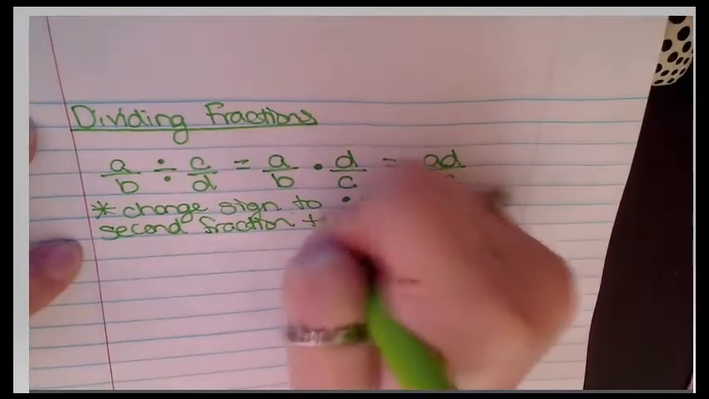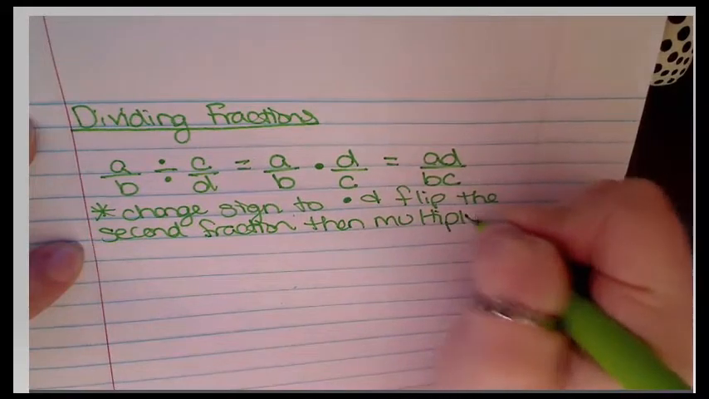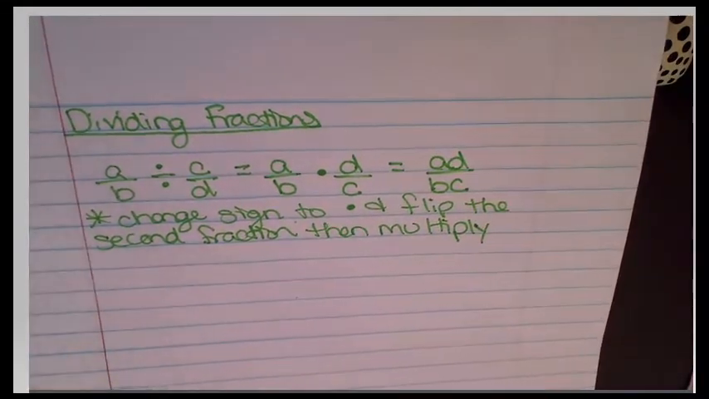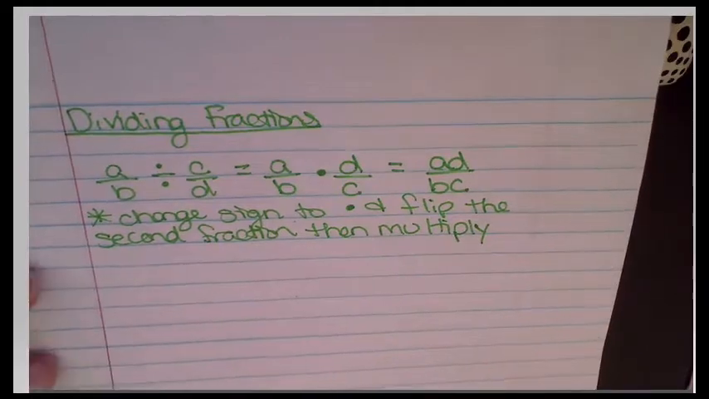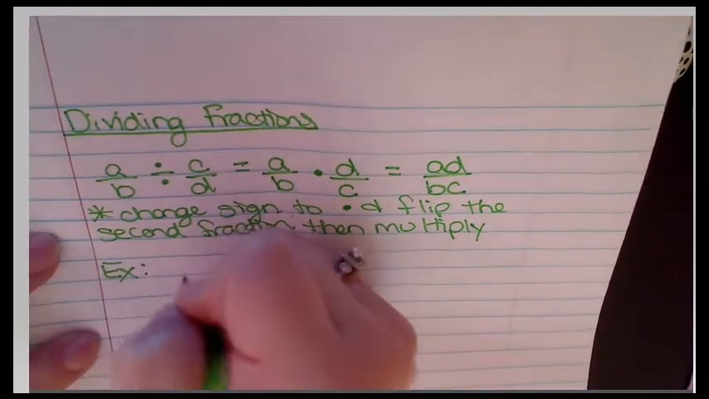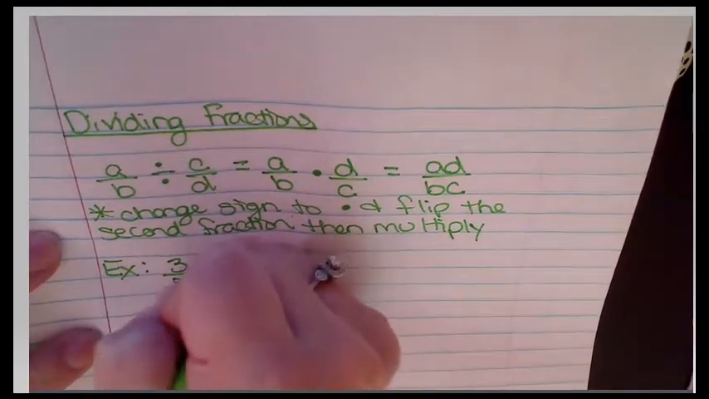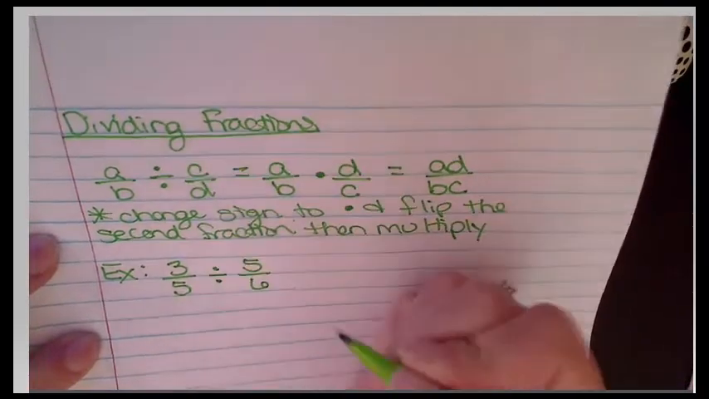Then just multiply. So really, division problems are simply multiplication problems. You just got to do that first extra step. So let's do an example of this. Let's do 3 over 5. Divide that by 5 over 6.